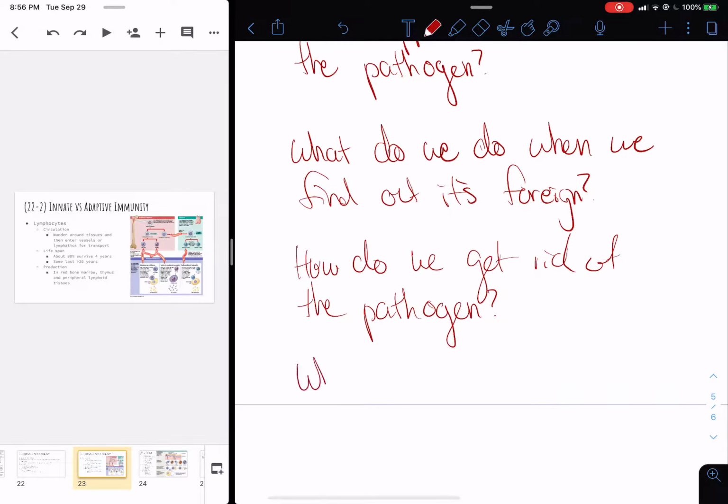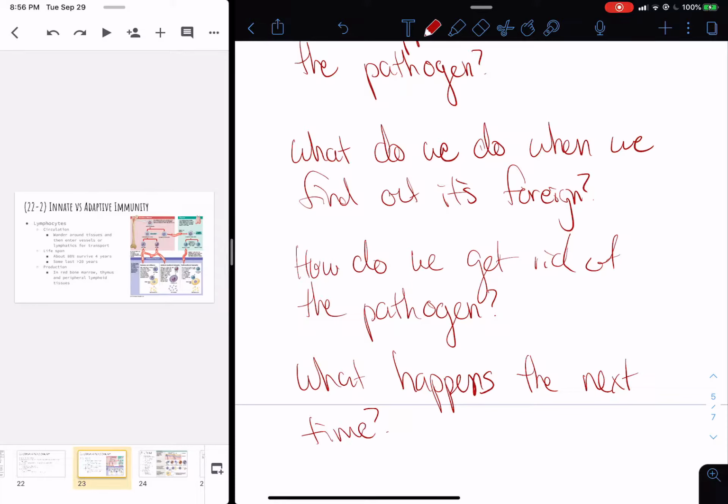Okay, and then what happens the next time? Right, so sure, you get rid of the pathogen. Okay, cool, great. But the immune system isn't stupid, and it's very efficient, and it wants to be prepared for the next go-around. So if the same pathogen comes back into the body, it wants to have a better, faster mechanism of getting rid of it the second time. And we need to understand the differences between what happens the first time it sees that pathogen and what happens the second time it sees the same pathogen.